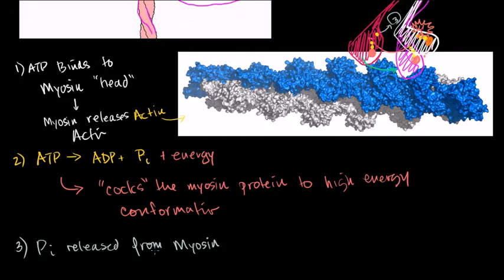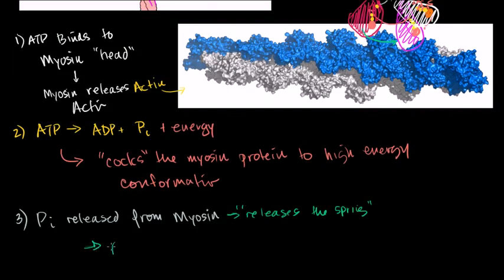So when the phosphate group is actually released, remember, the original release is when you take ATP to ADP and a phosphate. That put it in this spring-loaded position. When the phosphate releases, this releases the spring. And what that does is it pushes on the actin filament. So you could view this as the power stroke. We're actually creating mechanical energy.